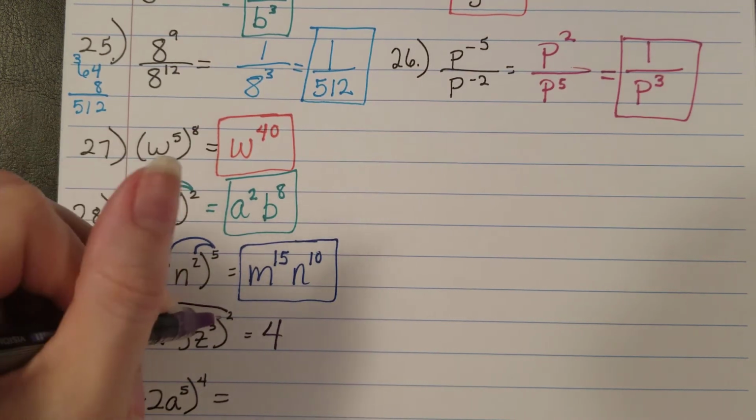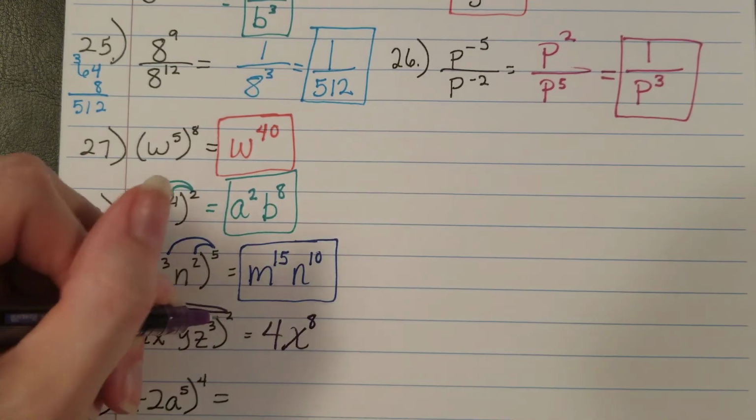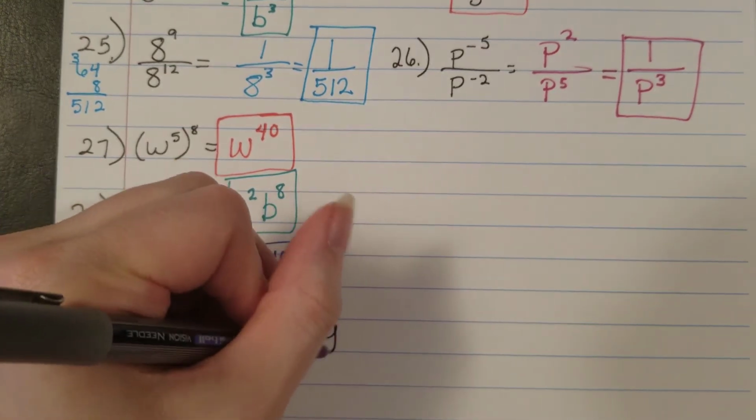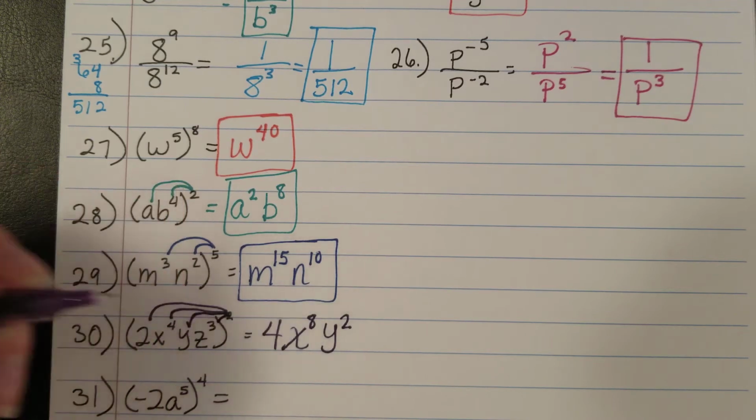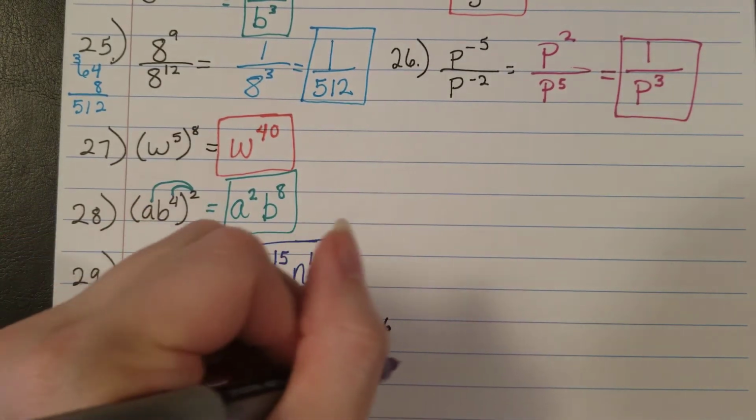Okay, so we did that. And then 2 times 4 is 8. So that'll be x to the 8. And then that'll just be y squared. And then 2 times 3 is 6. So z to the power of 6.